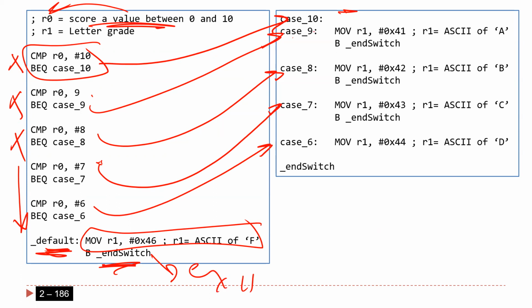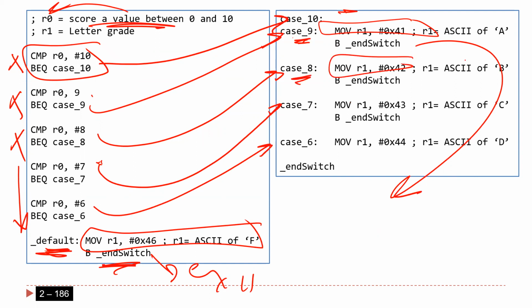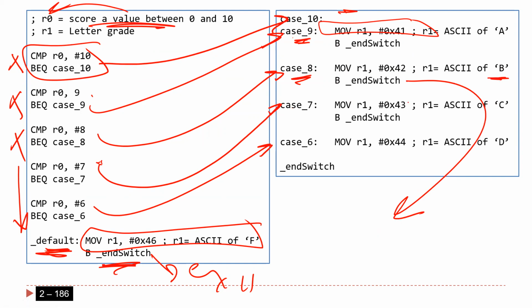Same thing here. In the body of 9, as you see here, just store A in R1 and then go outside. This is like a break, go outside. If it is in case of 8, I have to do something here, whatever you want to do. Here, I'm storing the ASCII of B in R1 and then going outside. If it is 7, I have to do something and go outside, and so on. Okay, guys, any questions? Questions? Okay.